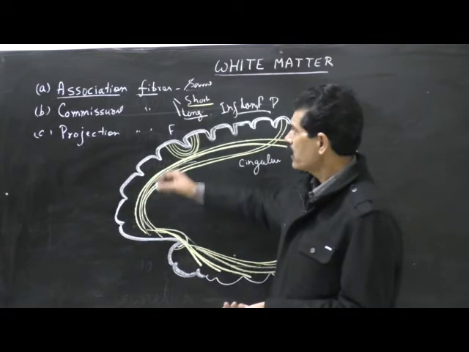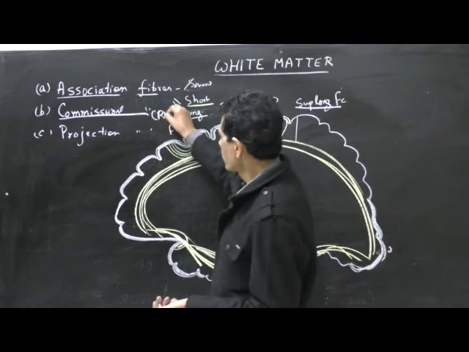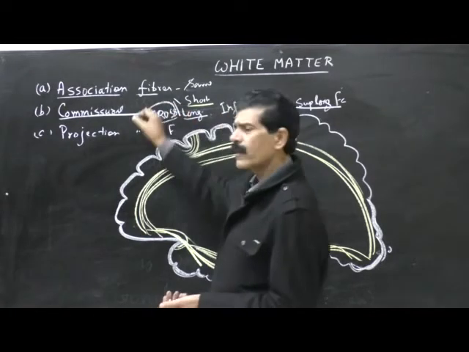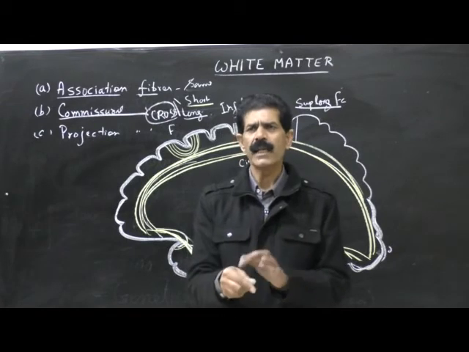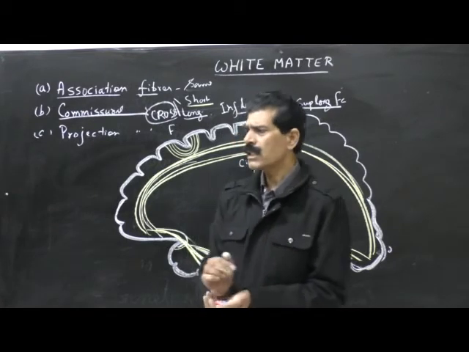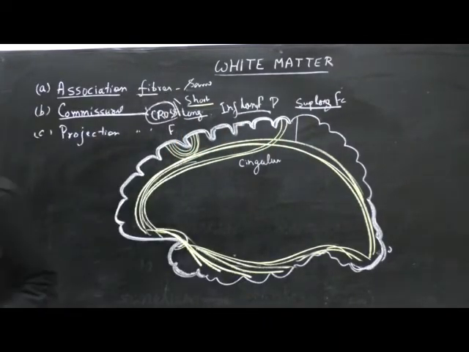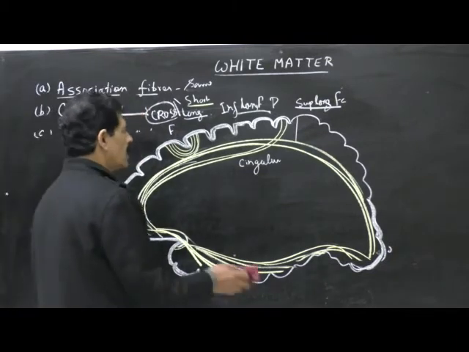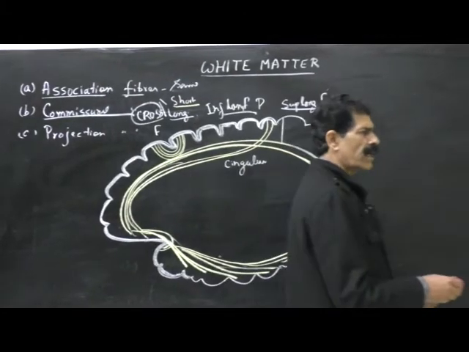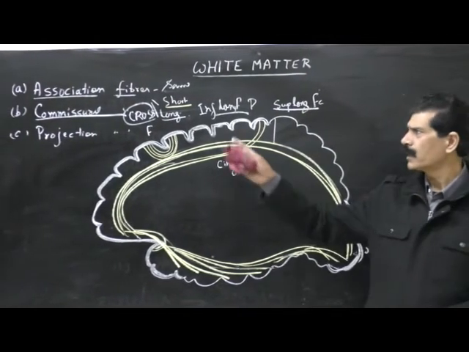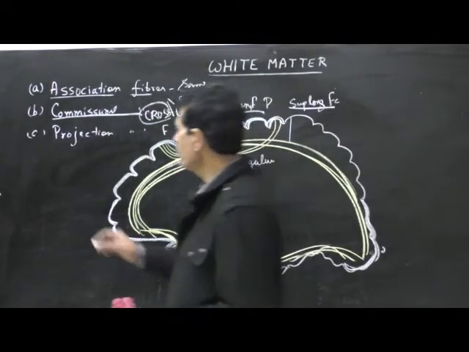The second variety is the commissural fibers. So C for cross, remember. Commissural fibers cross the midline and connect the grey matter of the right side with the grey matter of the left side. So such bundles of axons or nerve fibers which interconnect the right cerebral cortex with the left cerebral cortex come under the commissural fibers. Various commissural fibers we have to study.